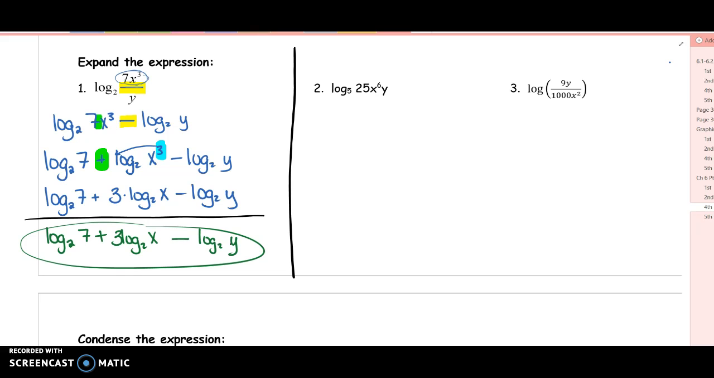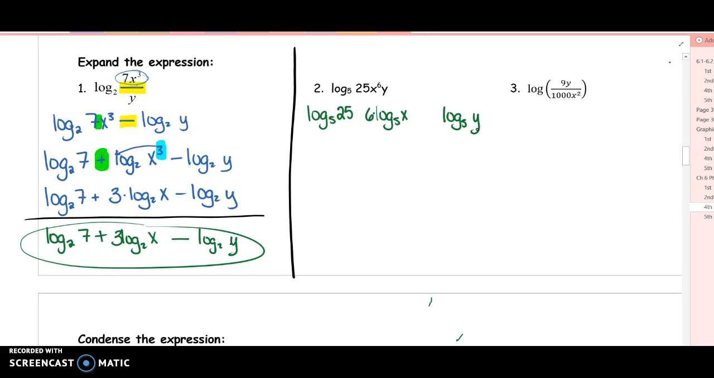The short way is look inside the log. How many things are inside the log? There's 3 things. There's 25, there's x to the 6th, and there's a y. So I'm going to write log base 5, leave a space, log base 5, leave a space, log base 5. Okay, the first thing is 25, so I'm going to write 25 inside that first log. The next thing is x to the 6th, but exponents, what's the rule with exponents? They go to the front. So we have the 6 in front, and then we put the x in, and the last thing is y.